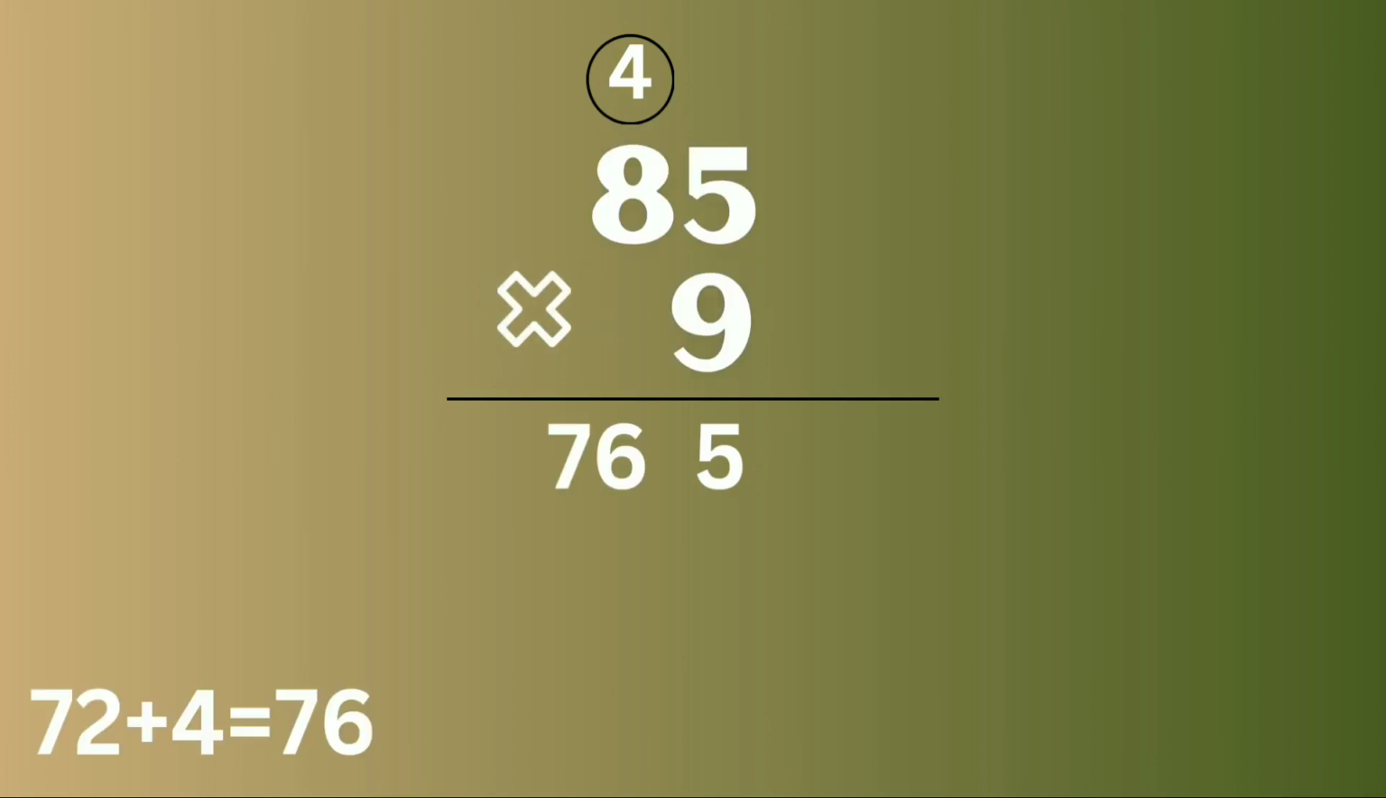85 multiply by 9. 9 fives are 45. 4 is carry. 9 eights are 72. Add 4 equal to 76. The answer is 765.